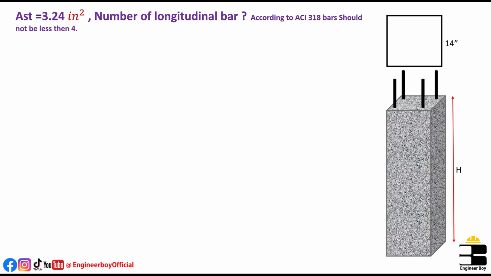That is actually based on ACI 318, okay, for a square column. For a square column, the minimum number of bars is 4, and it can be more. You can say it should not be less than 4, but can be 4 or maybe more than 4. That is just the same thing.